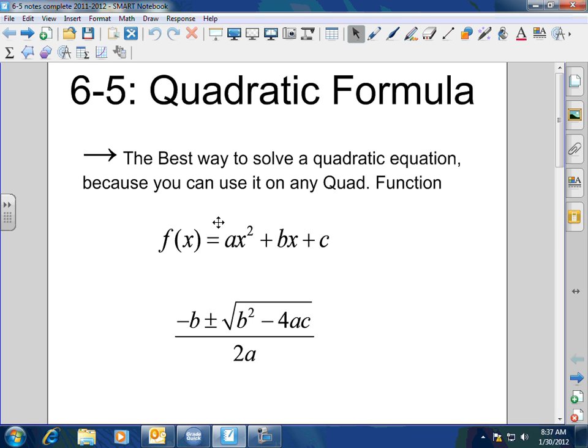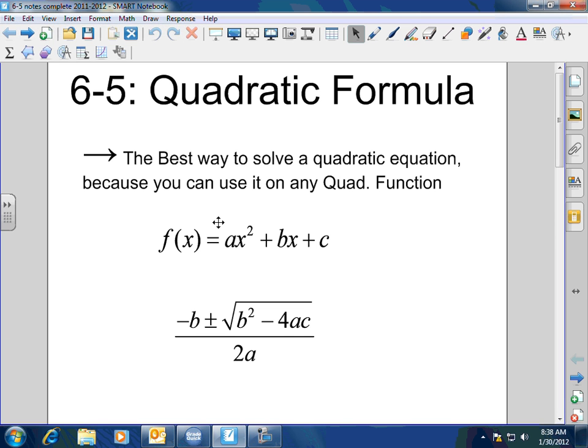We can plug in the a, b, and c into the following formula. Negative b plus or minus the square root of b squared minus 4 times a times c, divided by 2a. That is the quadratic formula. I'm sure you saw this in Algebra 1. Now we're going to work with it again, so it should be pretty easy. And with this formula, absolutely now you can solve any quadratic function.